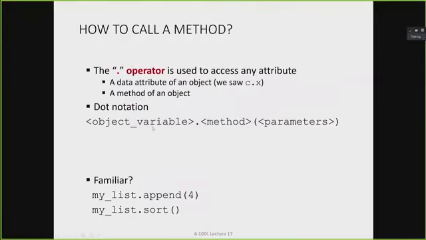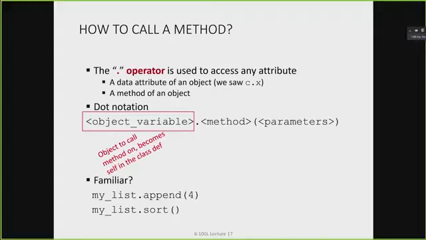So the way we're going to use this method that we just wrote is using the dot operator. Just like we accessed a data attribute of an object that I created, I can access a procedural attribute, i.e. a method, of an object I just created. So we use the dot operator for this. The thing before the dot is the object I would like to call the method on.